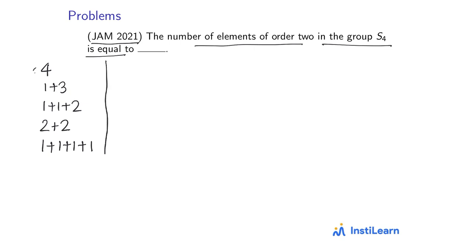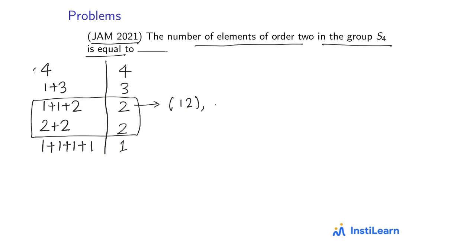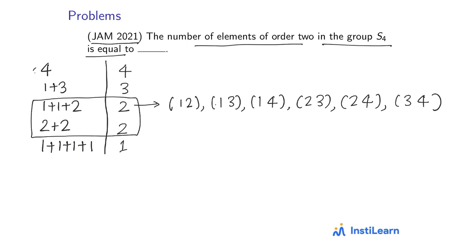Now the first partition will have order 4, this will have order 3, this will have order 2, this will have order 2, and this will have order 1. So these are the 2 partitions, cycle decompositions, which can give order 2. Okay, so this is basically 2-cycles, right? Because 2 elements are fixed and you have a 2-cycle. So what are the 2-cycles in S4? (1 2), (1 3), (1 4), then you can make (2 3), (2 4), then (3 4). So these are 2-cycles, they all have order 2.